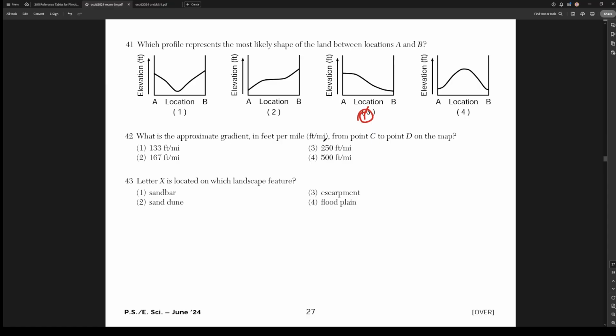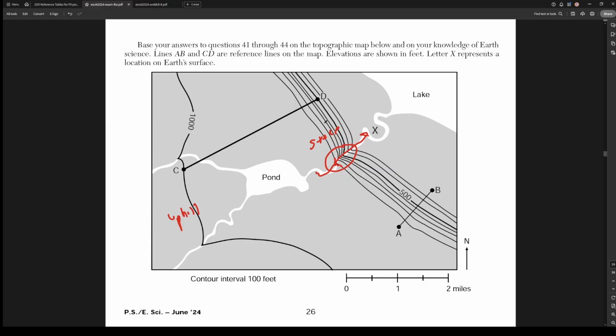Okay, it wants us to solve gradient in feet per mile from C to D. C to D. Okay, so first we've got to get our change in value. So C is 1,000, and then D is on the bold line, which is 500. So it's 500 divided by the distance between C and D, which on this one you're going to have to extend the scale.